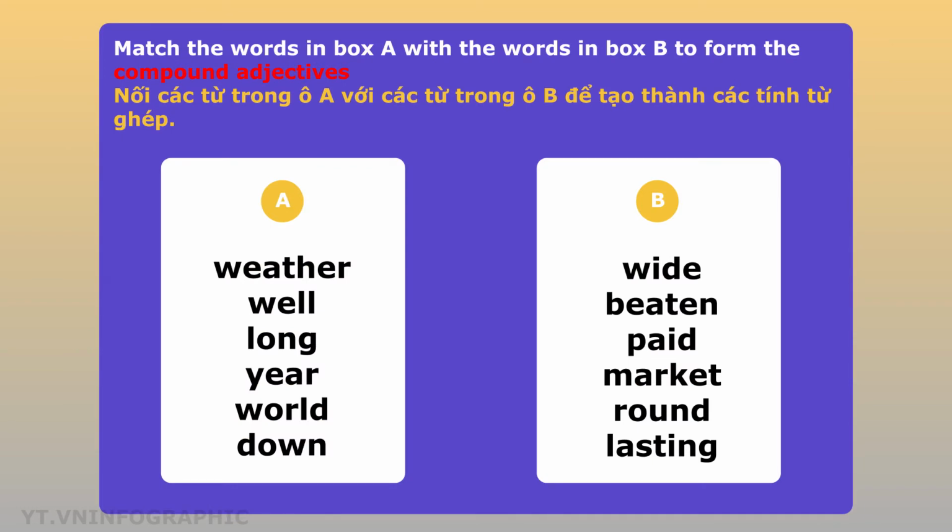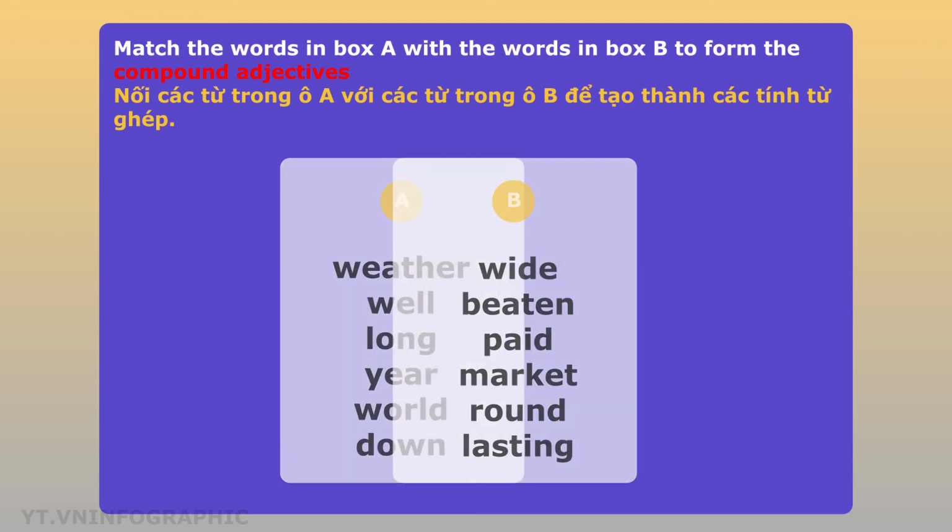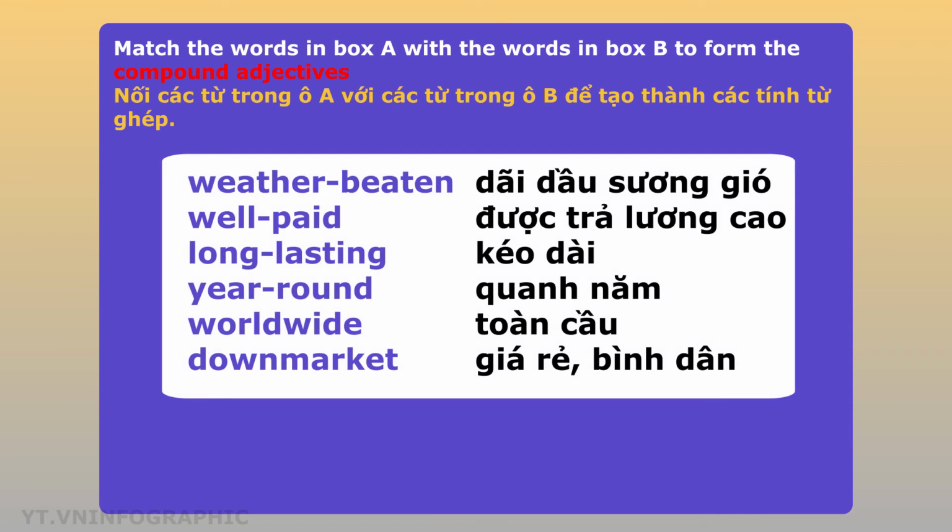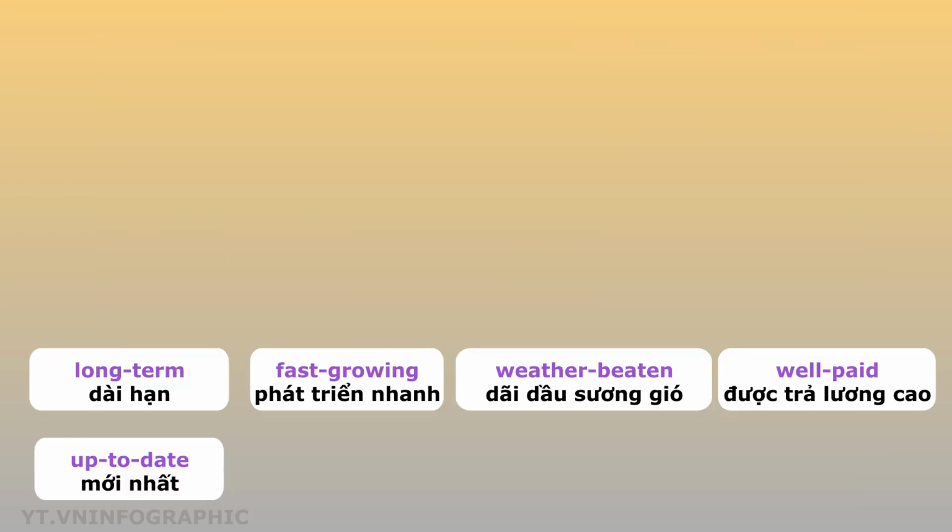Match the words in box A with the words in box B to form the compound adjectives. A: weather, well, long, year, world, down. B: wide, beaten, paid, market, round, lasting. Answers: weather-beaten, well-paid, long-lasting, year-round, worldwide, downmarket. Also: long-term, fast-growing, up-to-date.